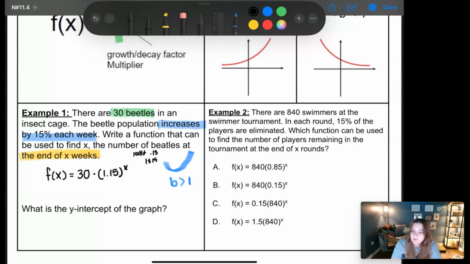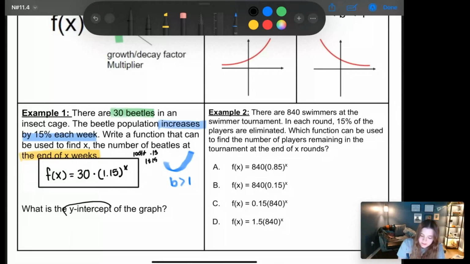We don't know how many weeks, so we're going to leave it as x for now, but that's what it would be. But what did it ask for? It didn't ask for the entire formula like we did, but you need to get in the practice of trying the entire formula. It asked for the y-intercept, which you know is the initial value, which you found out was 30. Okay? All right, let's try example 2 together.